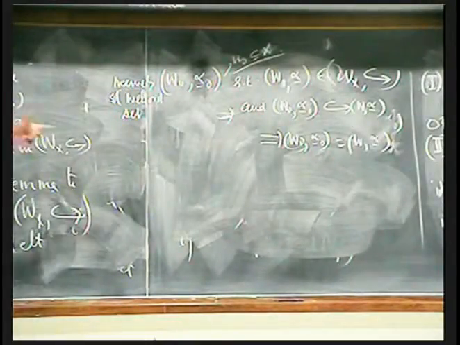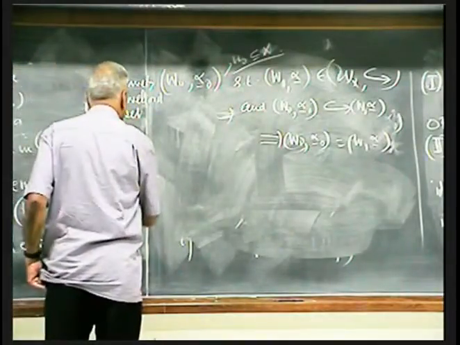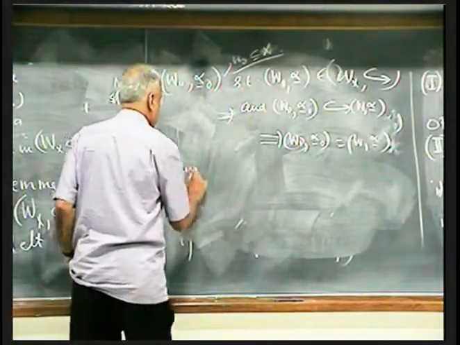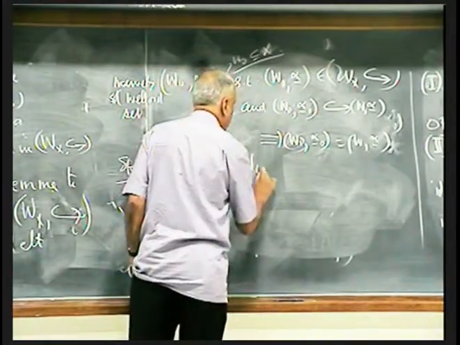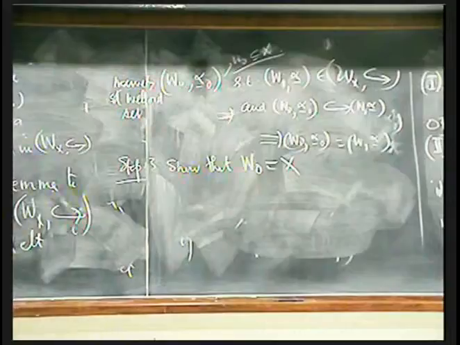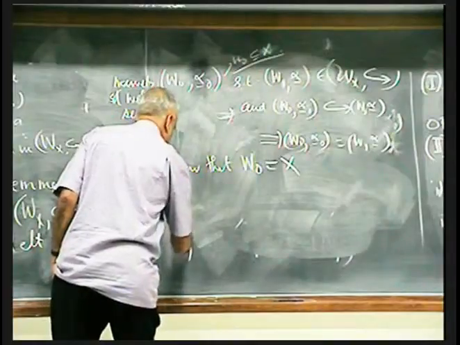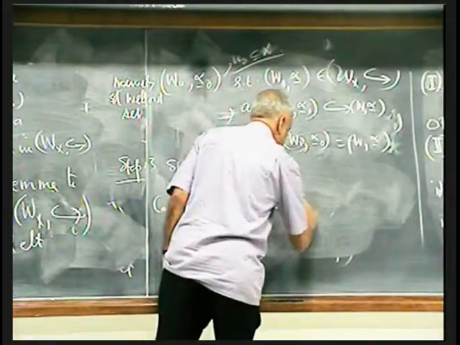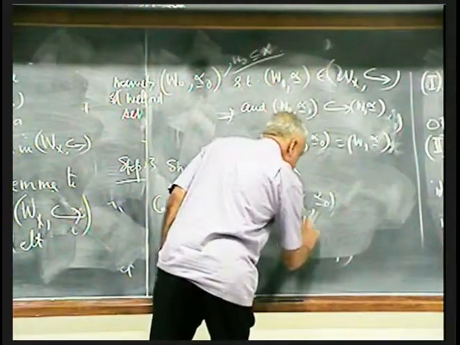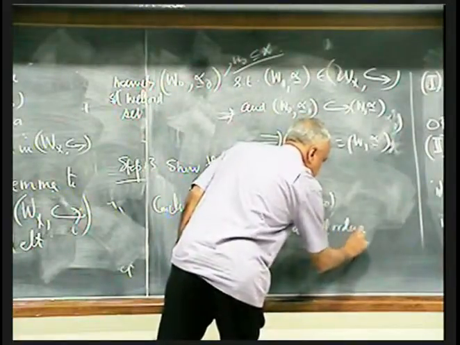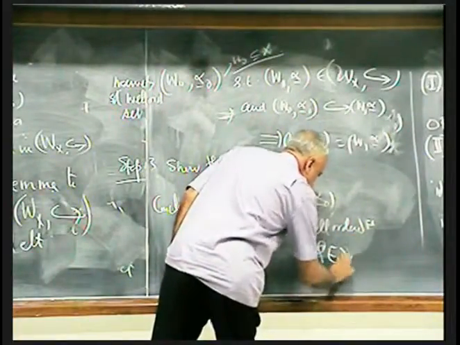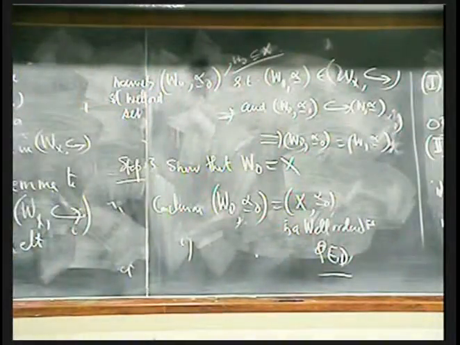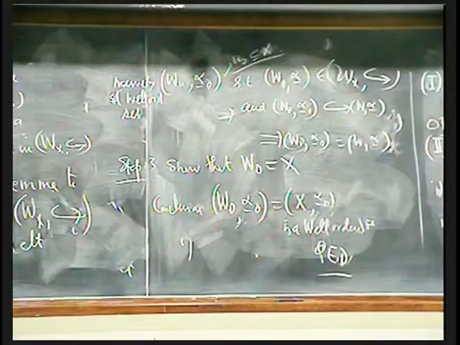Apply Zorn's lemma to get a maximal element. Step 3, show that W naught is equal to X. So conclusion, W naught is equal to X is a well-ordered set. QED. We have made X a well-ordered set. We have got a well-ordering on X. The original set X has been made into a well-ordered set.